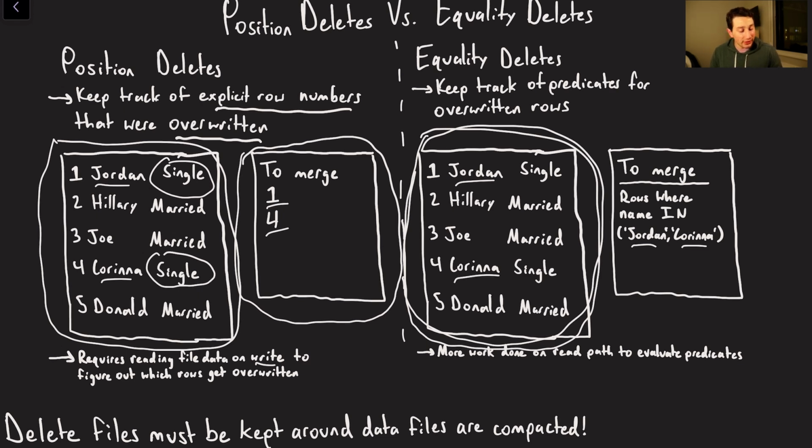Of course this is going to lead to more work being done on the read path to evaluate the predicates. Now as time goes on, these are just going to get bigger and bigger, and they're going to get more expensive to deal with. So performing some amount of compaction in the background is going to be the best thing for us, because when we compact these files, the overwritten data will get removed and replaced with the proper values, and then we can get rid of all of these extra predicates or extra position deletes that we have to deal with.